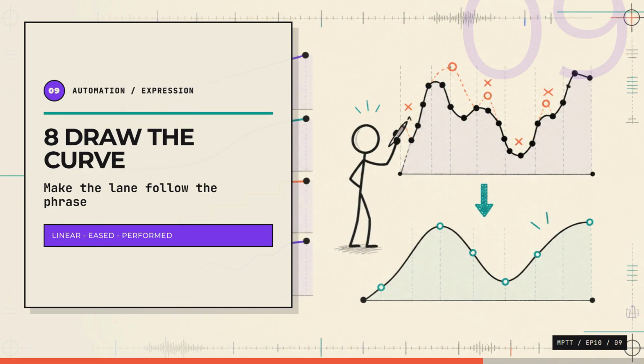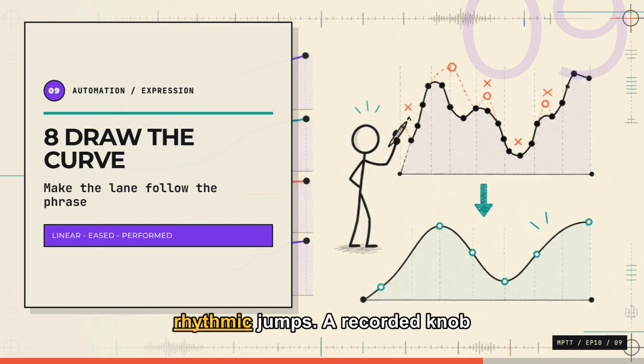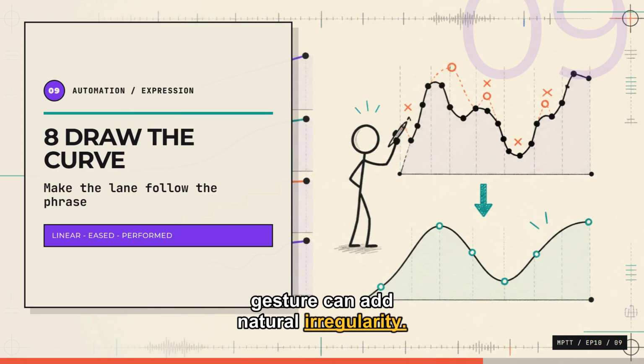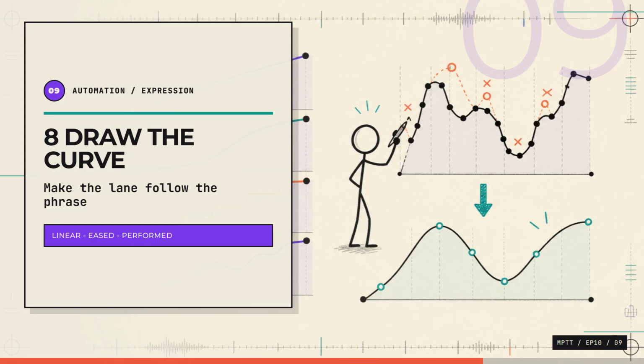A linear ramp can be exactly right when you want steady change. An eased curve can delay the obvious movement, then accelerate into the destination. A stepped shape can create rhythmic jumps. A recorded knob gesture can add natural irregularity. Choose the shape by listening to the parameter, not by admiring the lane.